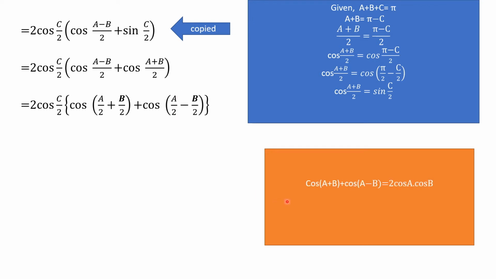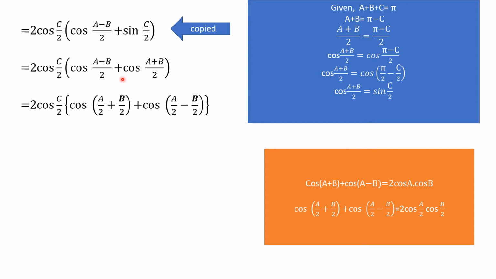Now after this, again let's recall a formula. We have learned that cos A plus B plus cos A minus B is 2 cos A into cos B. Isn't that? So here also we can write this in this form as well. That means if we are given cos of A by 2 plus B by 2 plus cos of A by 2 minus B by 2, we can write this as 2 cos A by 2 into cos B by 2. Isn't that? So ultimately this can be replaced by 2 cos A by 2 into cos B by 2.